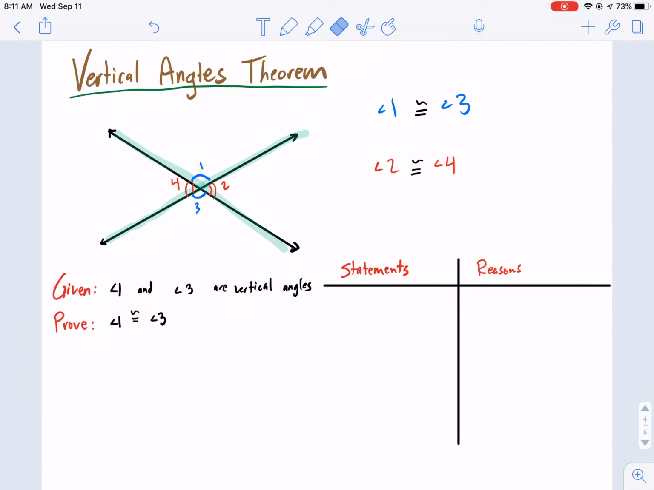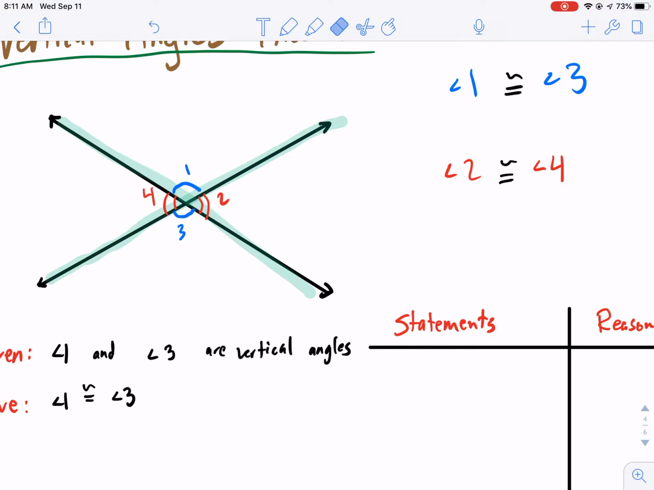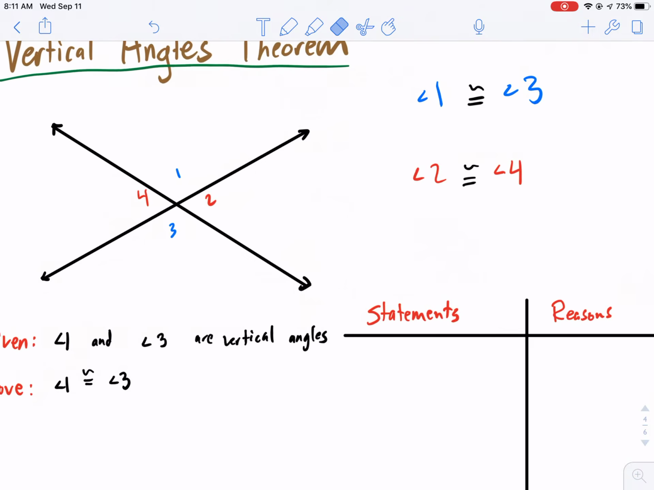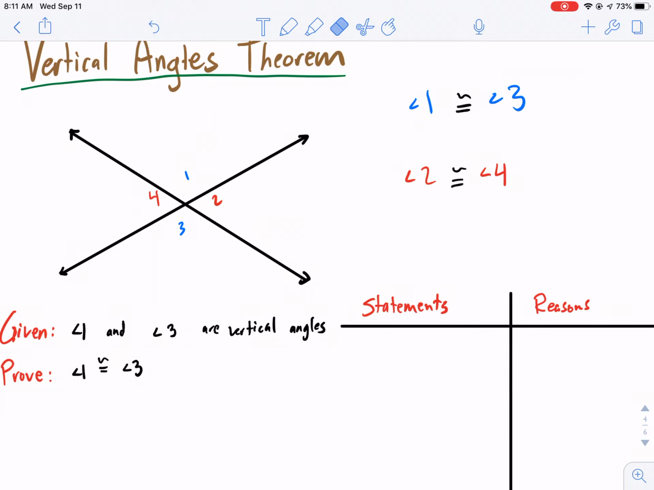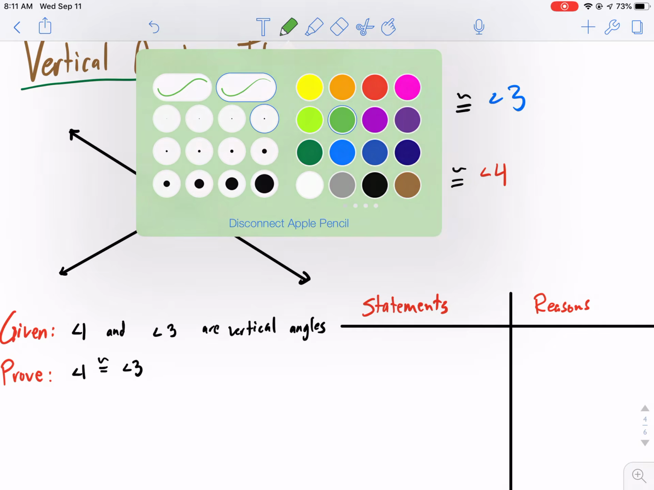So what do we have given? Well, we have these two lines. I'm going to clean it up just a little bit so we can see it better. We have these two lines intersecting, and four angles are created as a result. That's always the case with two intersecting lines. So now, what do we know?